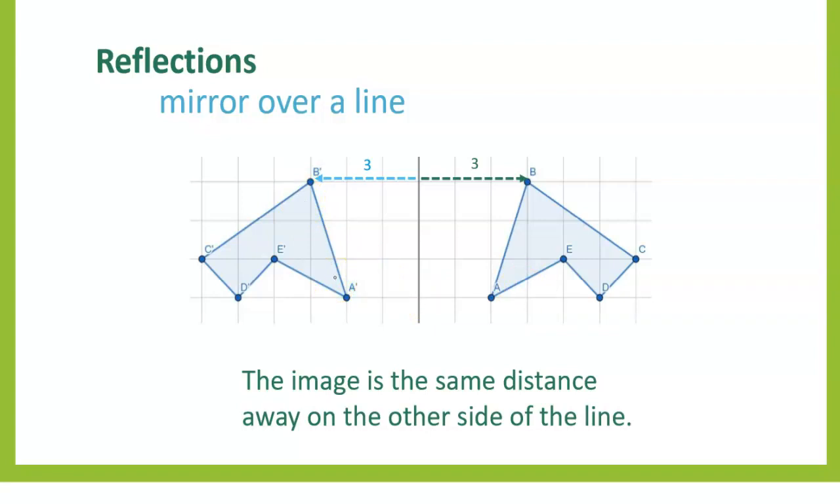And the way we map out reflections is the distance to the line is the same for the pre-image and the image. So you can see here on B, the distance is 1, 2, 3. And the distance to B prime is 1, 2, 3. So if we looked at A and A prime, we'd see 1, 2, and 1, 2. And E and E prime, we have 1, 2, 3, 4, and 1, 2, 3, 4. So all of the points are the same distance away as their image, same distance away from the line.